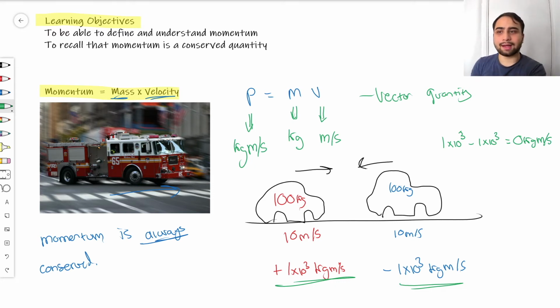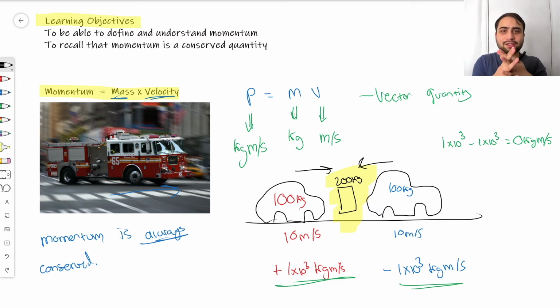Now, let's say that after these two collide, right, and they collide in the middle, what they just leave is a big old cube of crushed car metal. Now, I'm going to say that this is 200 kilograms worth of metal. Why? Because I have a 100 kilogram car and a 100 kilogram car. If they collide together, mass is always conserved. So I get 200 kilograms, and it's just stationary, right?